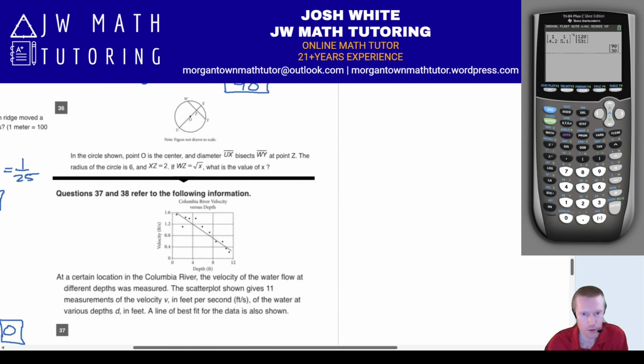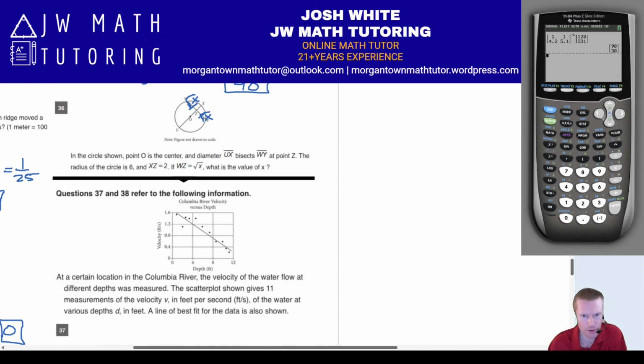Now, the problem below that, number 36, deals with some geometry, and specifically, this is a theorem or property in geometry that you very rarely see on the SAT involving chords that intersect in a circle. So basically, what's going on here is that UX bisects YW at point C. So that means this and this are each the same length. And notice it also tells us later that WZ is root x. So that means this is root x, and also this segment is root x as well.